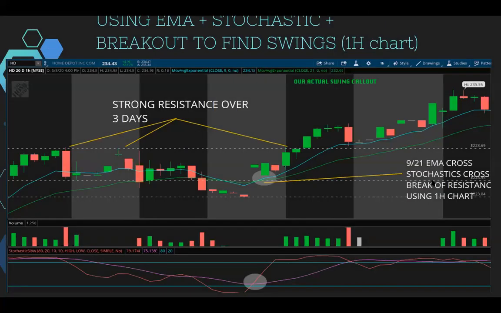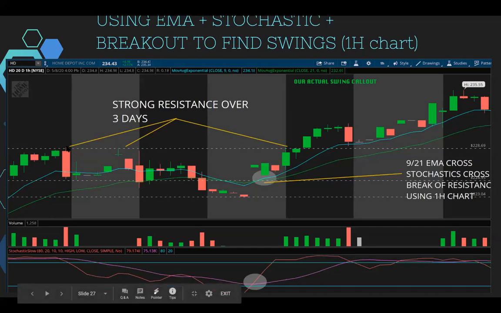Cool. Using EMA plus stochastics breakout to find swings. Look at this. This is like such a golden setup. This is another call out that we did. You have a rejection here. Obviously, you're not going to enter this breakout because what did it do right here? It didn't. It crossed down, right? You're not going to trade that breakout to the upside, right?